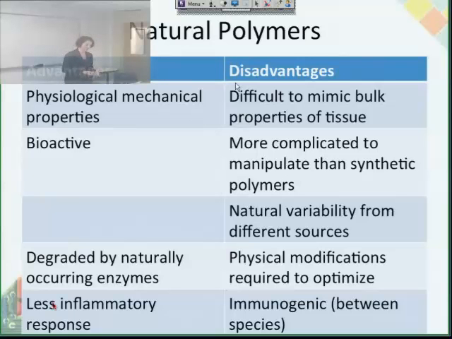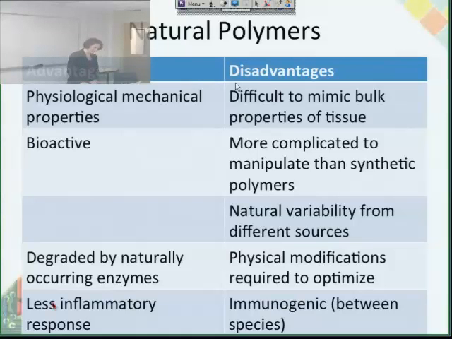So that's nice, but on the flip side, that makes it more complicated to manipulate them. And because they're being synthesized in the body, we're not synthesizing them, they're more complicated to manipulate. And for the same reason, you have natural variability from different sources, and especially interspecies variability, but just batch-to-batch availability. So if you buy collagen that was isolated from bovine tissue, it will be different every time you buy it. So that's something to consider.